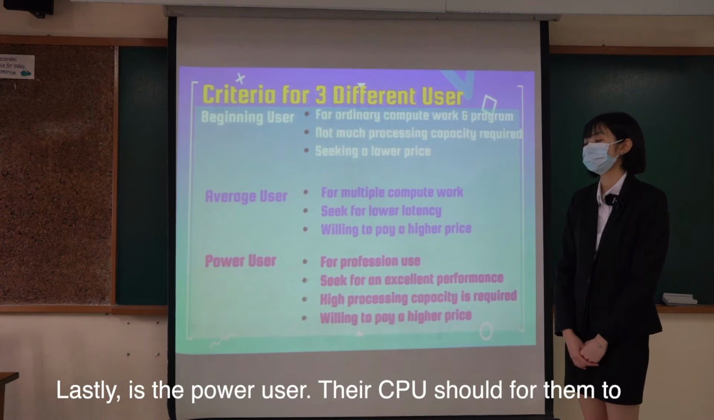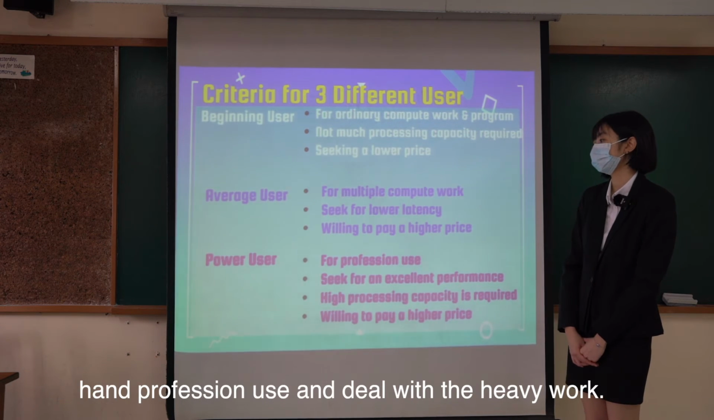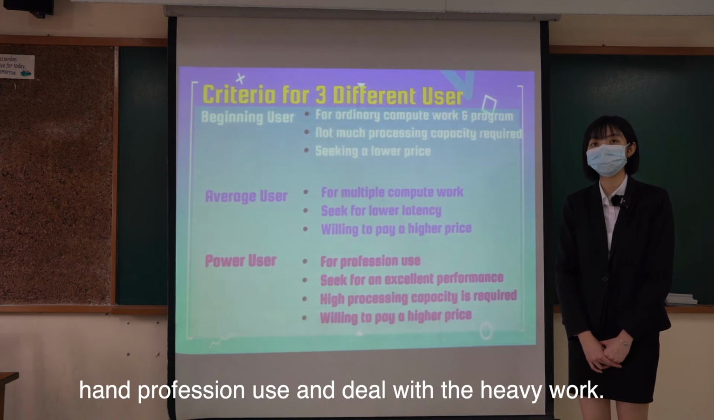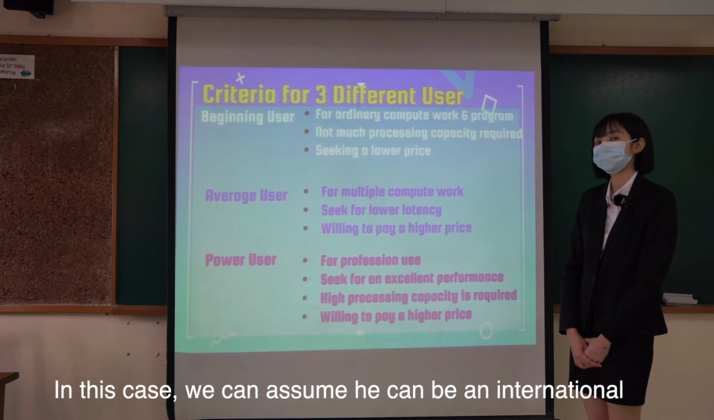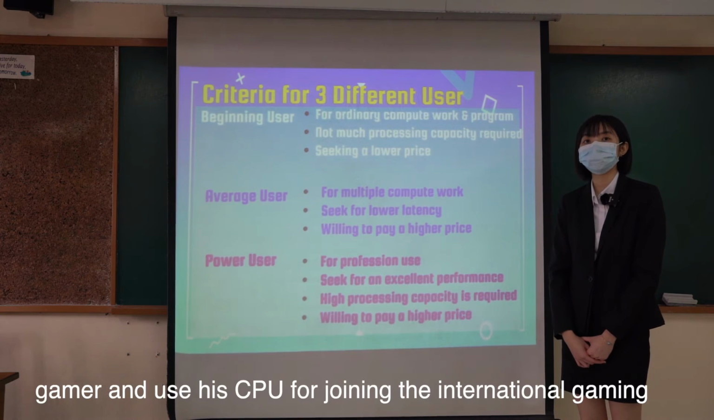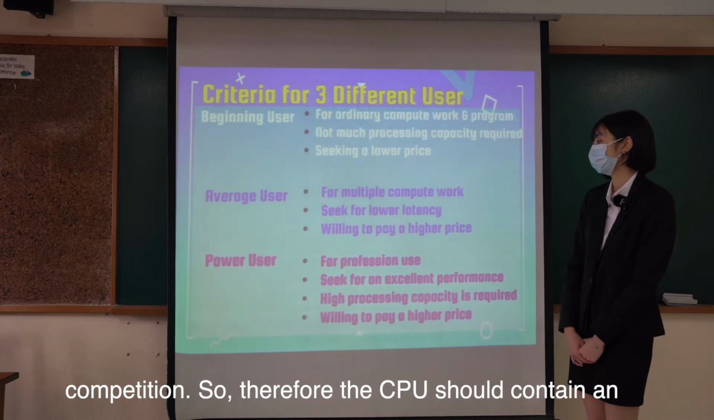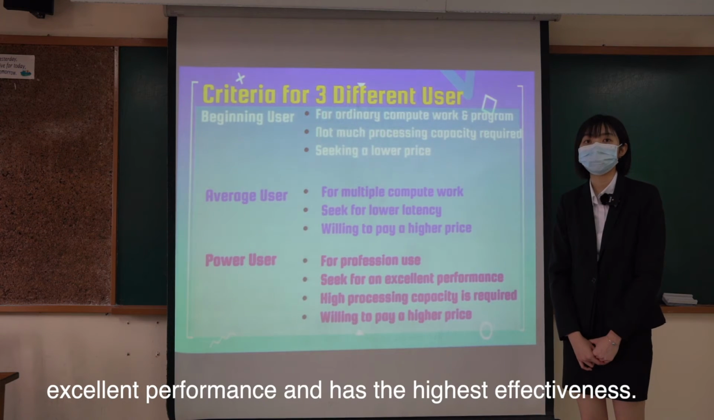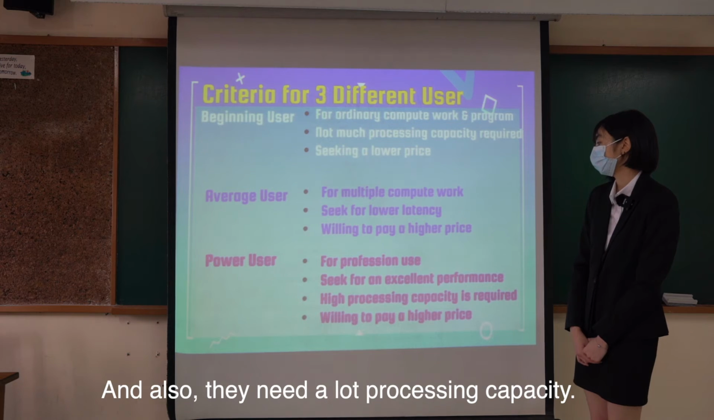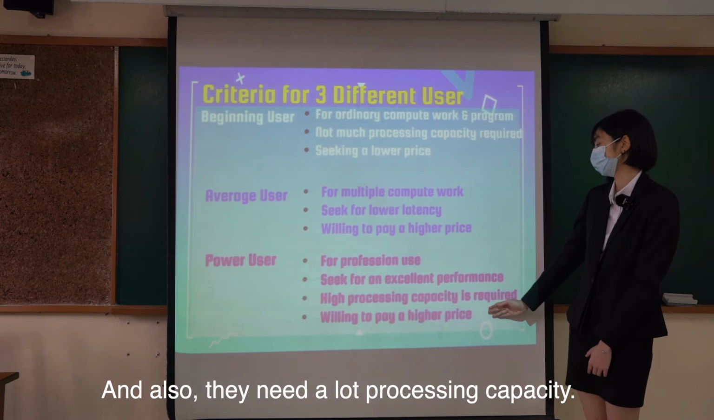Lastly is the power user. Their CPU is for professional use and dealing with heavy work. In this case, we can assume it can be an international gamer. They use their CPU for joining international gaming competitions. So therefore, the CPU should have excellent performance and higher effectiveness. And also, they need a lot of processing capacity.